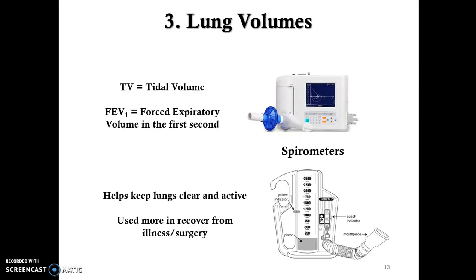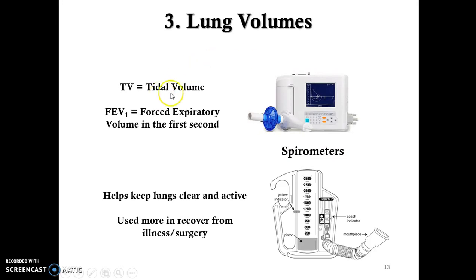And then here are some tools that we use to measure these lung volumes. So these are called spirometers. The spirometer on the top right is a little bit more complex. It allows us to measure a lot of the lung volumes on the previous slide.